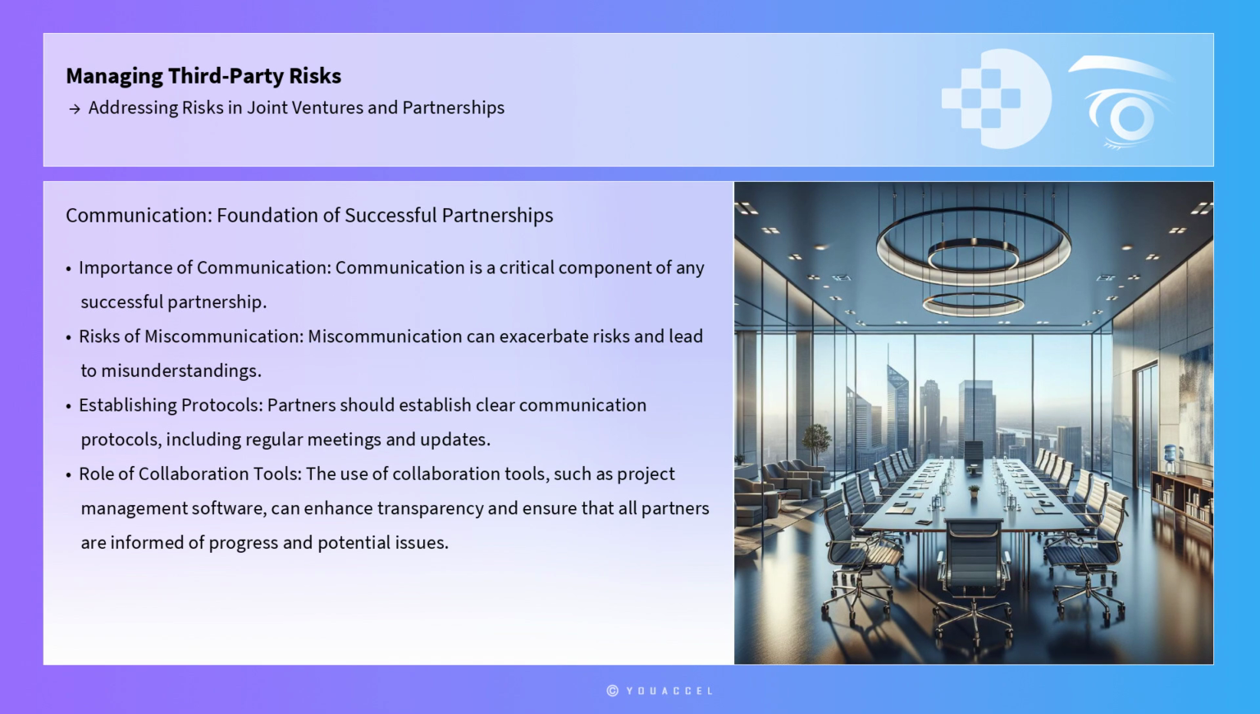Communication is a critical component of any successful partnership. Miscommunication can exacerbate risks and lead to misunderstandings. To address this, partners should establish clear communication protocols, including regular meetings and updates. The use of collaboration tools such as project management software can enhance transparency and ensure that all partners are informed of progress and potential issues. For example, tools like Trello or Asana can help track tasks, assign responsibilities, and monitor the progress of joint venture projects.